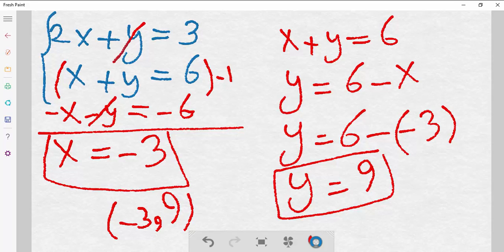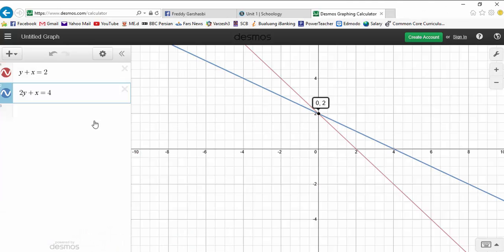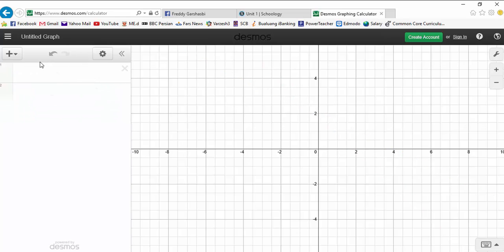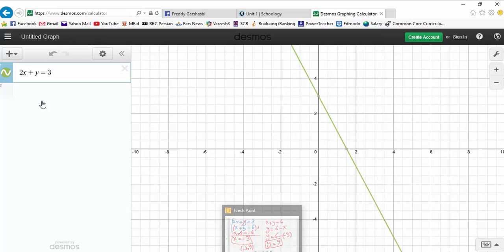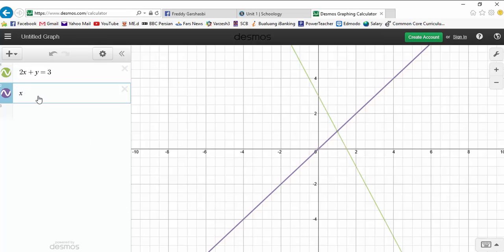Let's graph this one too. So here we set 2x plus y equals 3, and that's the first equation. The second one, x plus y equals 6.